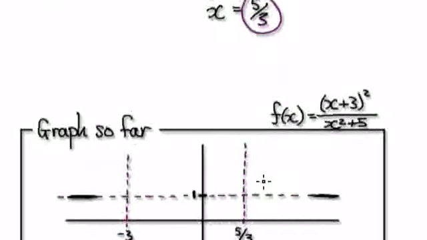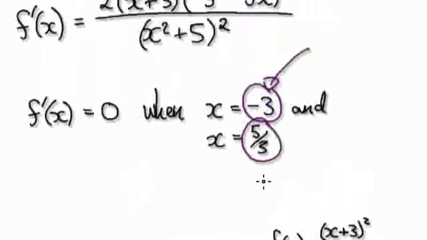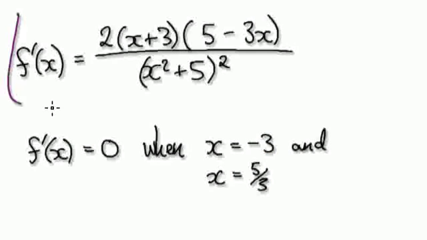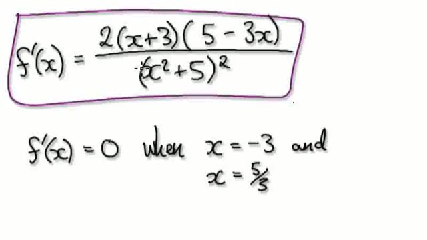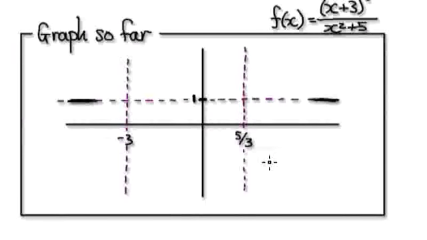Looking at the graph, this is our graph so far. Remember we got to f prime here. Find out when the gradient will be 0. The gradient will be 0 when x equals minus 3 and when x equals 5 over 3. So looking at our graph, the gradient will be 0 at x equals minus 3 and x equals 5 over 3. So these two are our critical points. We now need to find our critical values.